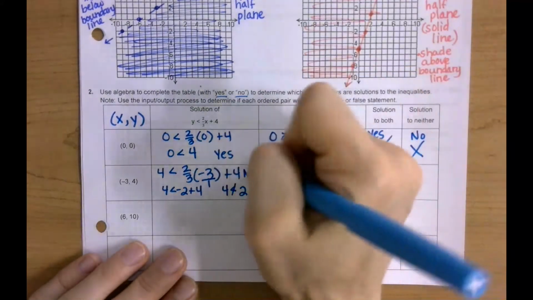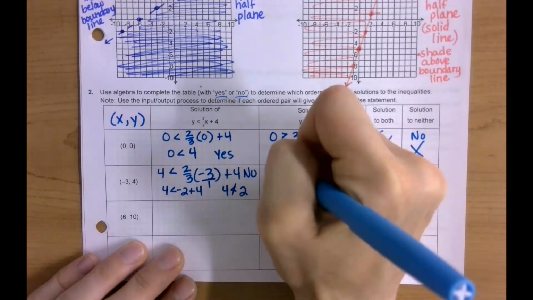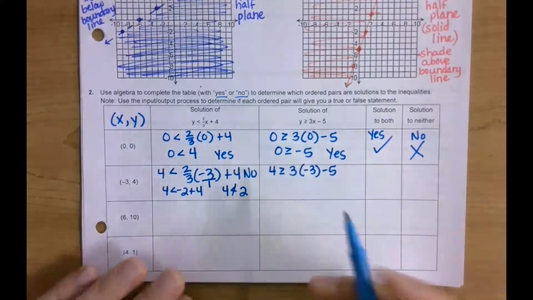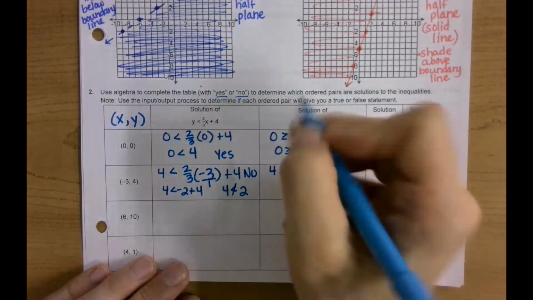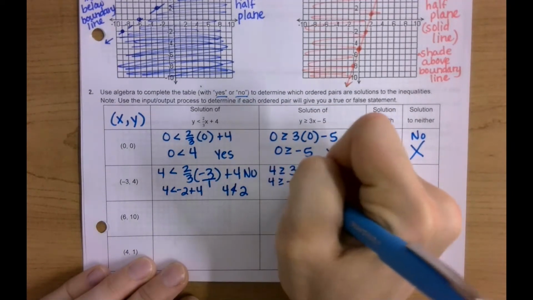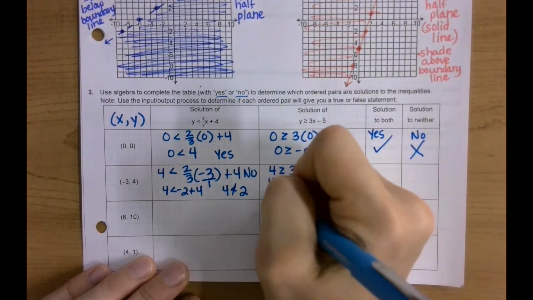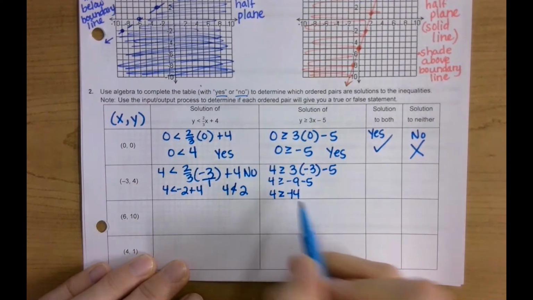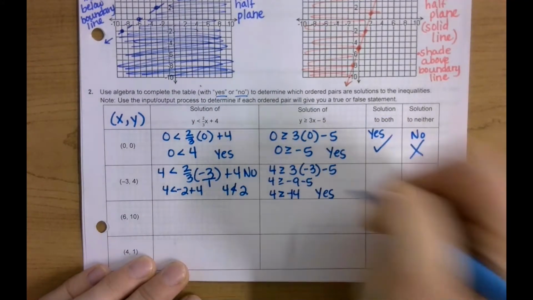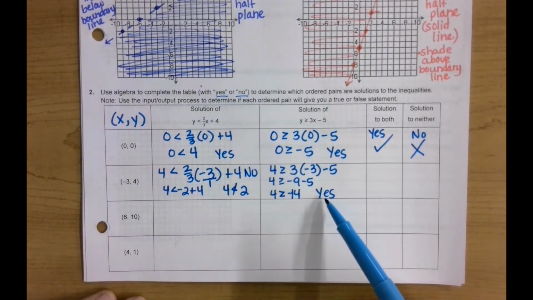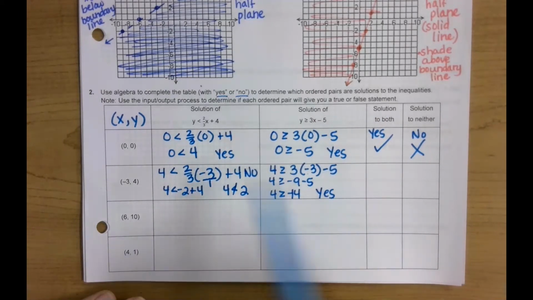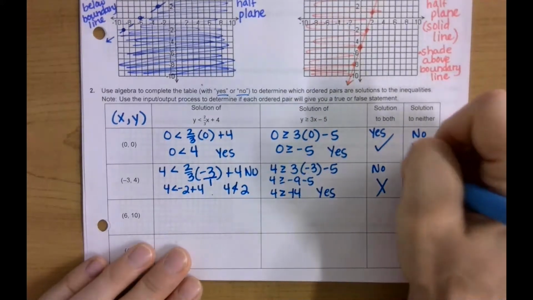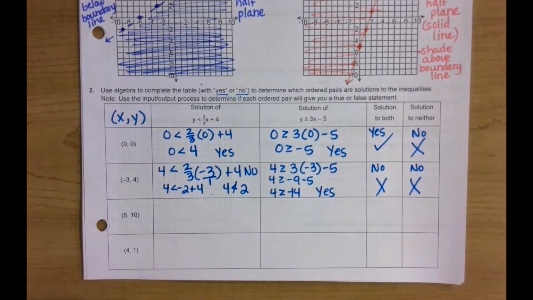Then I plug it in over here. 4 is greater than or equal to 3 times negative 3 minus 5. 3 times negative 3 is negative 9. Minus 5 is negative 14. 4 is greater than or equal to negative 14, so that's yes. So it's a solution to y is greater than or equal to 3x minus 5, but it's not a solution to this one. So we would say no, it's not a solution to both, and no, it's not a solution to neither.